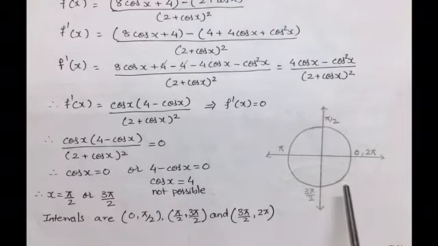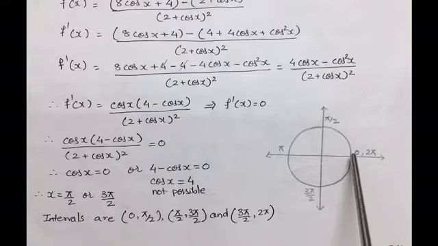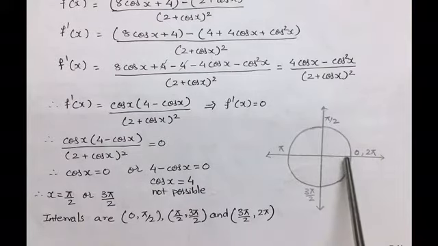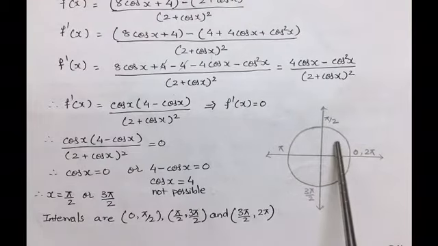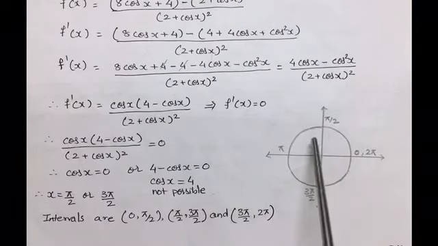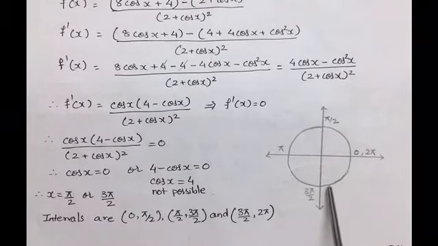So this is how we have divided the unit circle into 3 intervals. The first quadrant is one of the intervals. The second and third quadrant is the second interval. And the fourth quadrant is the third interval.